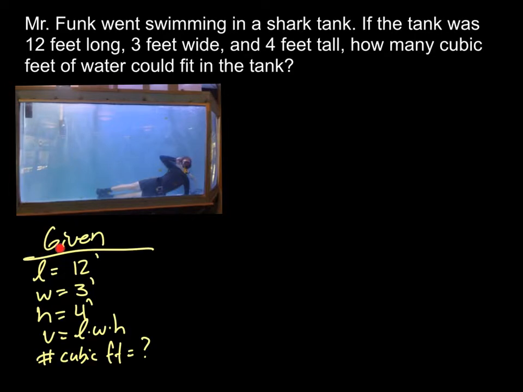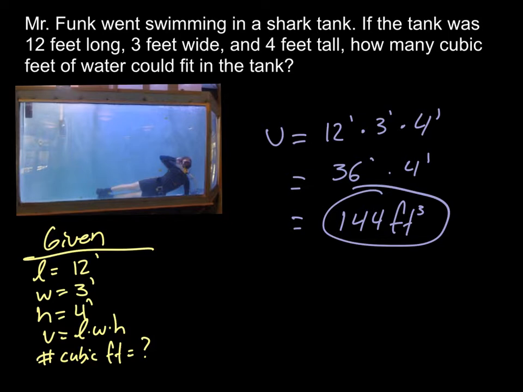Okay, the first thing that I did is I wrote my givens. I have my length is 12 feet, width is 3 feet, height is 4 feet. I included the formula for volume, and I included what I'm looking for. Now I'm going to go through and solve it. And when I go through and solve this, once again, I'm using that upside down triangle. Okay, 12 feet times 3 feet gives you 36 feet, times 4 feet gives you 144 cubic feet.